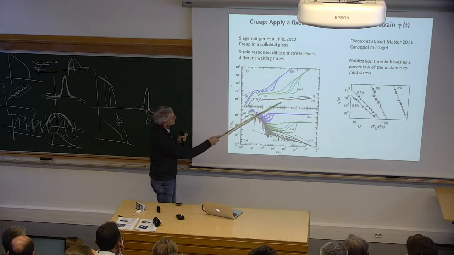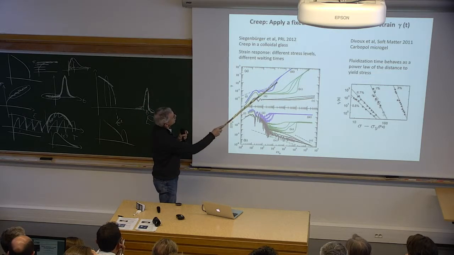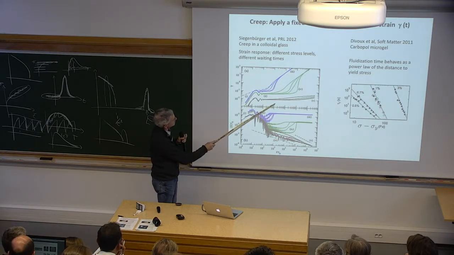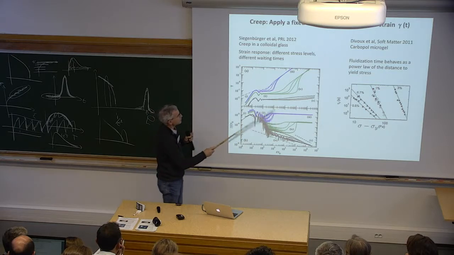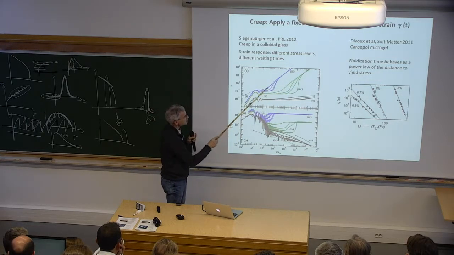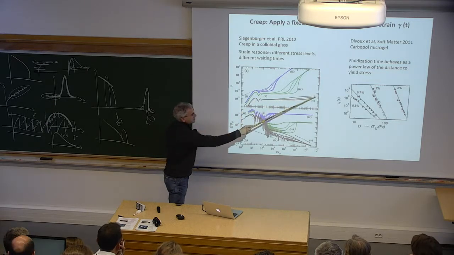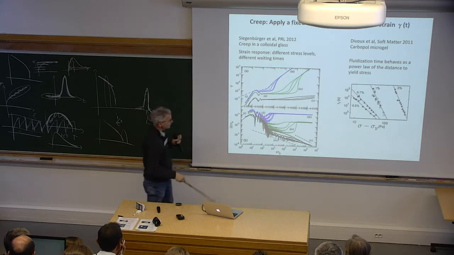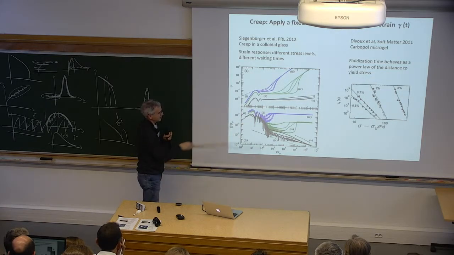So these here are 3 different values of the stress. This is the strain as a function of time, for 3 different values of the stress and different values of the age of the system. And so depending on this, you see that the fluidization time varies quite a lot, and also whether the system actually starts to flow or not depends on the level of stress and on the age.